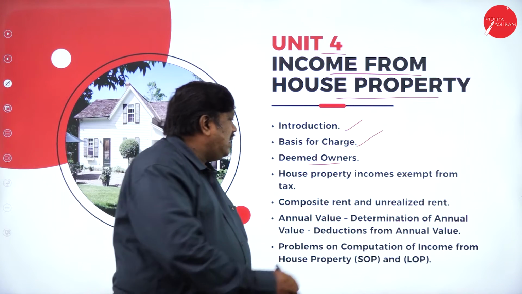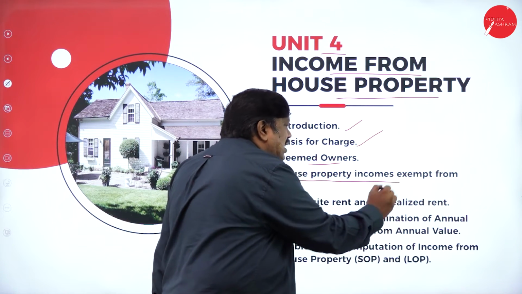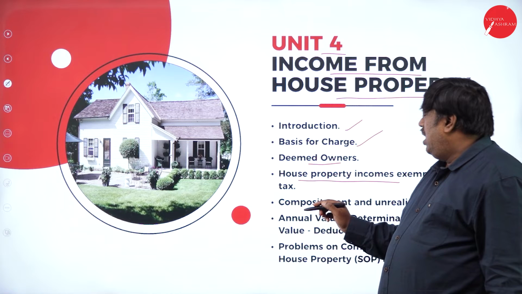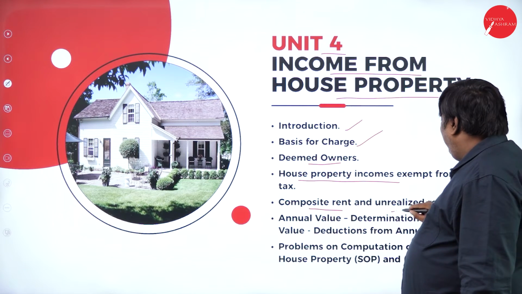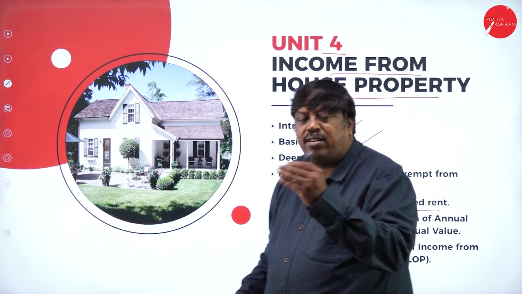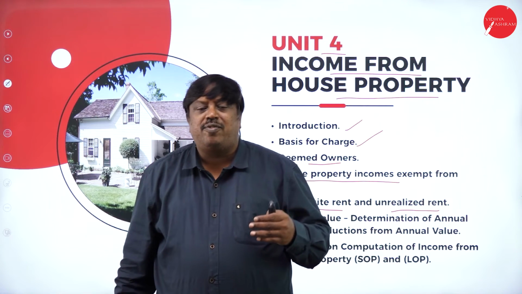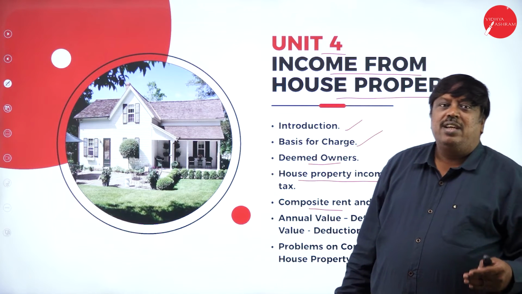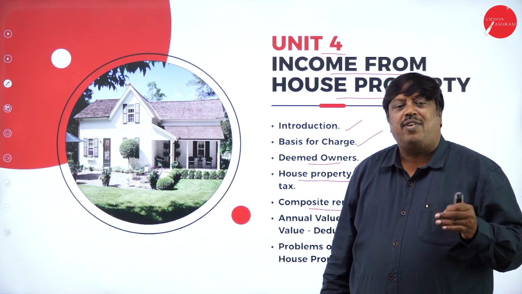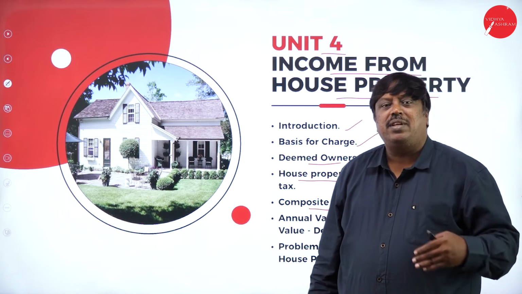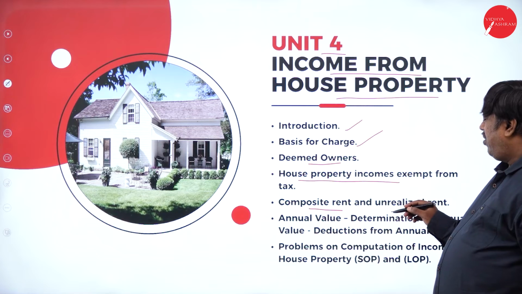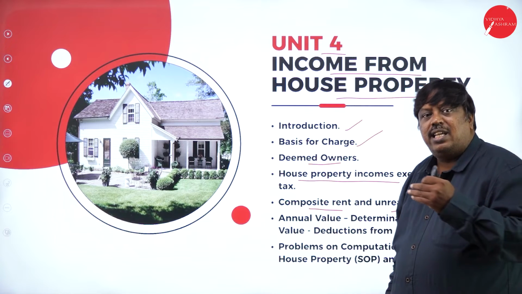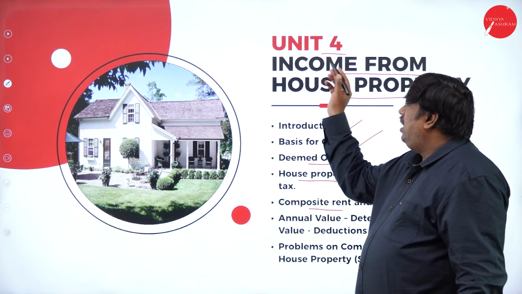And then we are going to discuss which income received from the house property is exempted from tax under section 10. And then we are going to have composite rent and unrealized rent. Unrealized rent is the rent which is not collected from the tenant for a certain number of months by the owner. When an owner has not received the rent from the tenant for either 1 month or 2 months, that is called unrealized rent. And what procedure applies when unrealized rent arises in a problem, we are going to discuss in depth in unit 4.